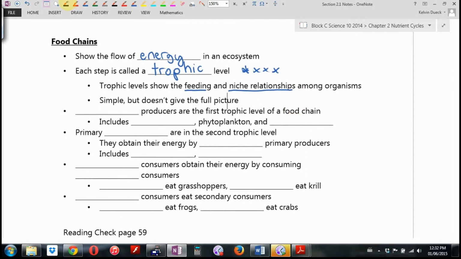So, some terminology. We have primary producers. These are the first trophic level of a food chain. Plants on land. In the oceans, phytoplankton also can create nutrients. They're the bottom of the food chain. And algae.